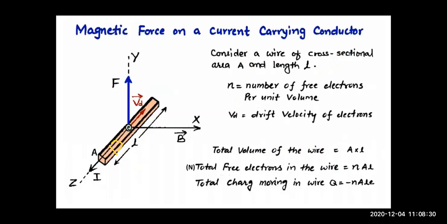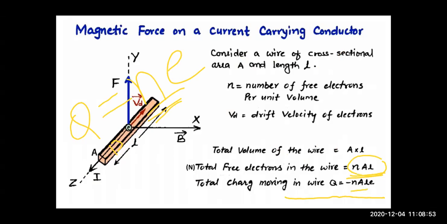Now we know that charge is Q. Q equals to Ne, we know, right? This we have done in class 10th. Q equals to Ne, where N is what? N is the number of free electrons. That we got, it is this nAL. That is the value of N. So we'll put total charge Q equals to, instead of N, we will put nAL, and e is there. This is e. So this is the total charge that is moving in the wire.